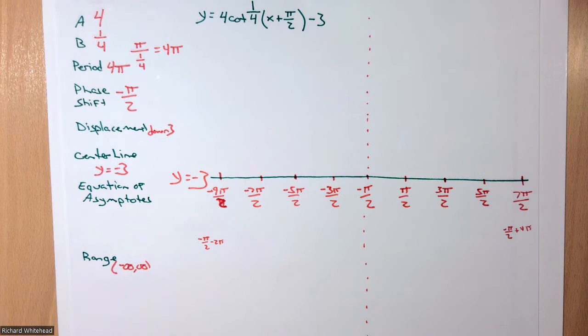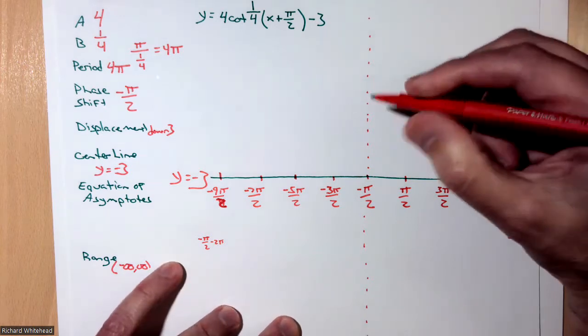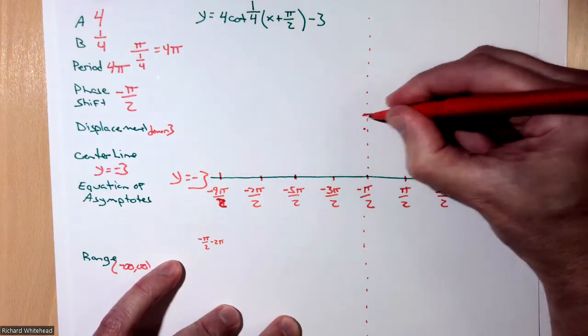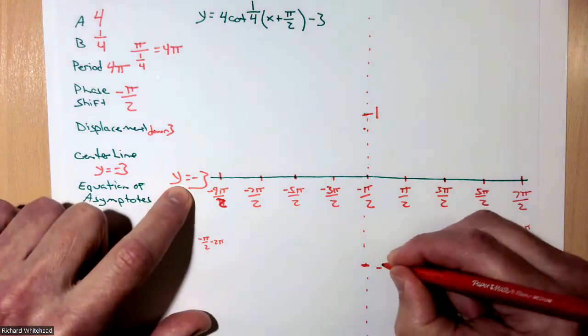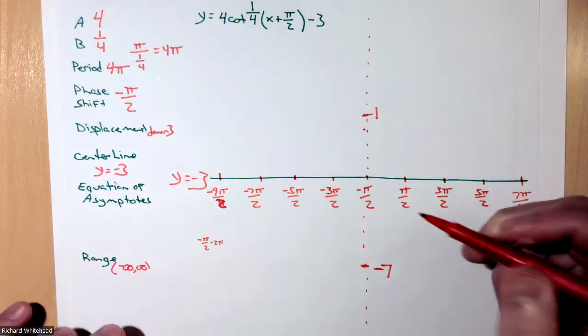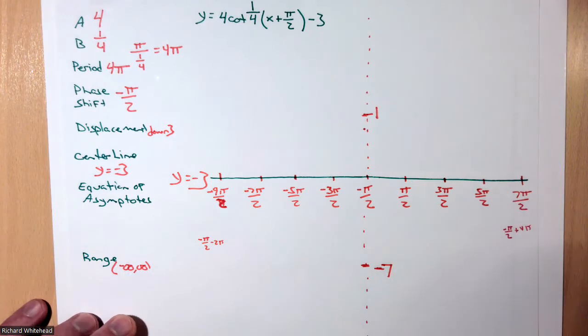Now we can sketch ourselves a nice graph. Let me see, A was 4. So that's going to go up to 1 and down to negative 7. Yeah, negative 7, if it was a negative 3 and it went down 4 spaces.